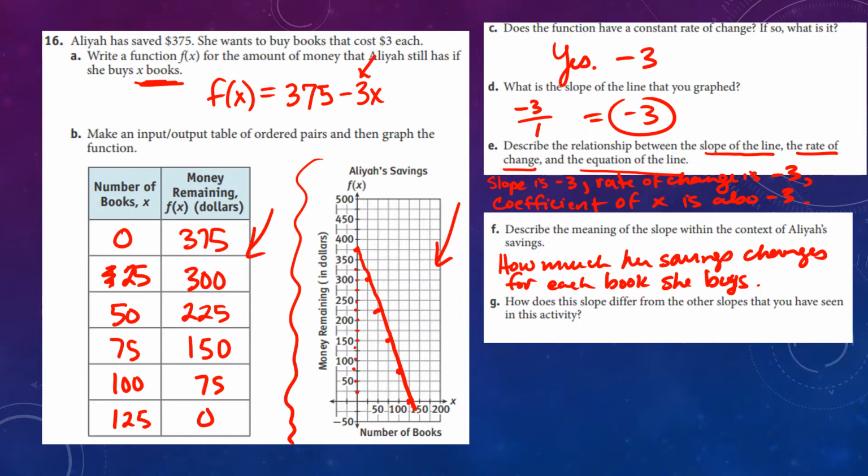-$3 for each book. How does this differ from the other slopes we've seen in this activity? Well, this one is negative. It seems like all the other ones we've seen have been positive so far, so that's new.